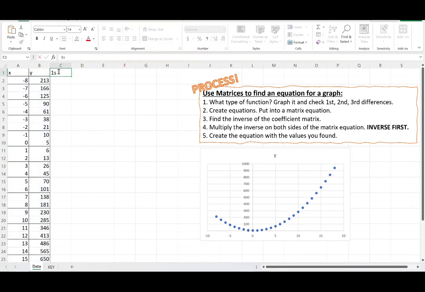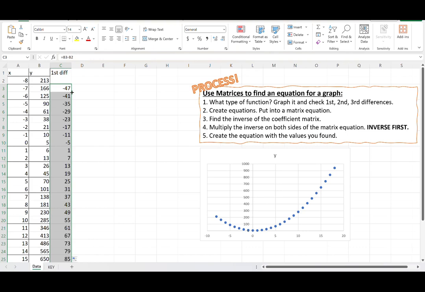Let's do first difference. The first one we can't do because there's only one data point, so we're going to start with the second one and subtract those. We got a negative 47. Not constant, so we know for sure it's not linear, which we could also tell by that graph. Definitely not a line. Let's look at the second difference.